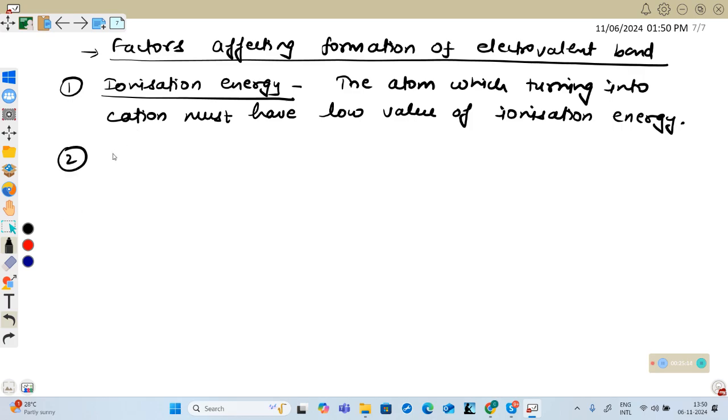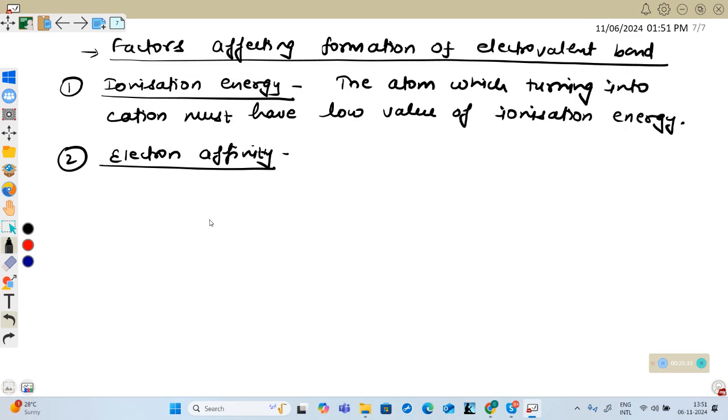Second, electron affinity. Can anyone tell me what is electron affinity? There is no relation between electron affinity and electronegativity. Higher chance of gaining.